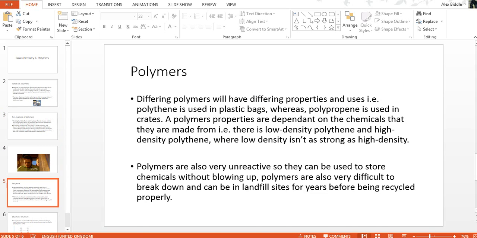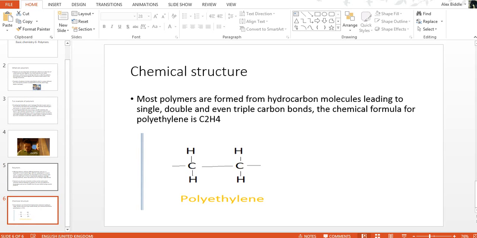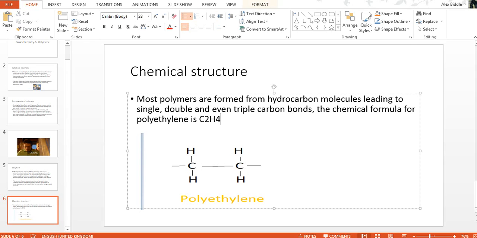The different polymers will have different properties. Polyethylene is used in plastic bags, polypropylene is used in crates. The polymers are also very unreactive, so they can be used to store chemicals without blowing up. And the last thing again, most polymers are formed from hydrocarbons, which leads to single, double, and even triple carbon bonds. The chemical formula for polyethylene is C2H4 because there are 2 carbon atoms and 4 hydrogen atoms.